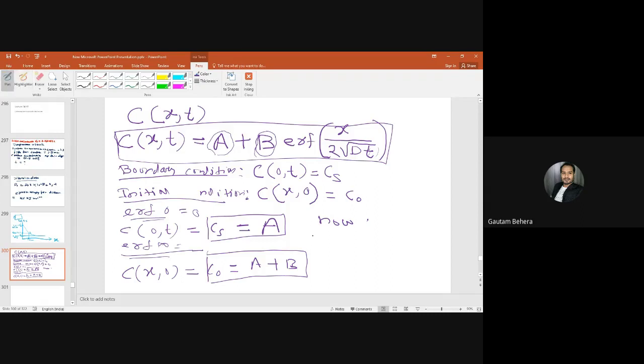Okay, now I can write A is equal to CS, so I can write C0 is equal to CS plus B. Yes or no? Or I can write B equal to C0 minus CS. Is it okay?